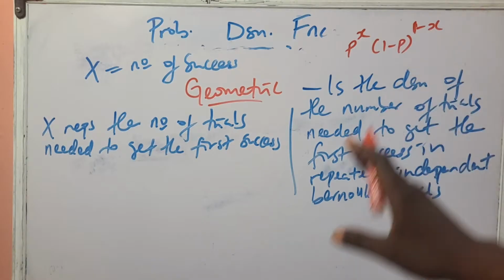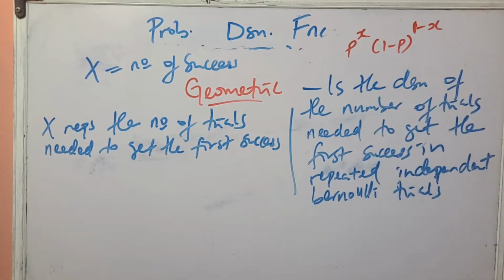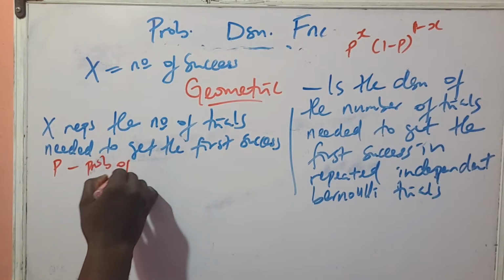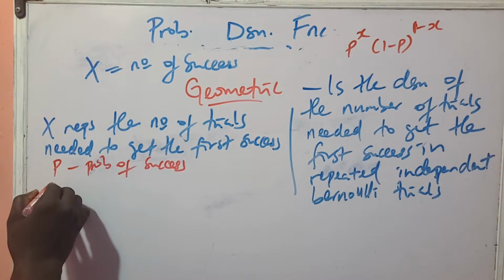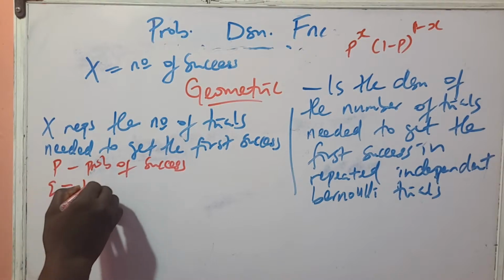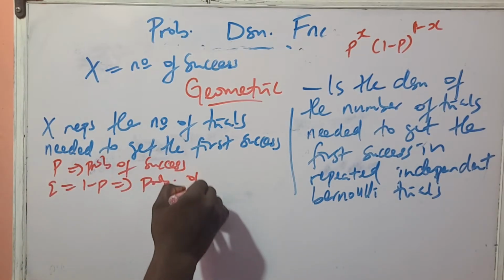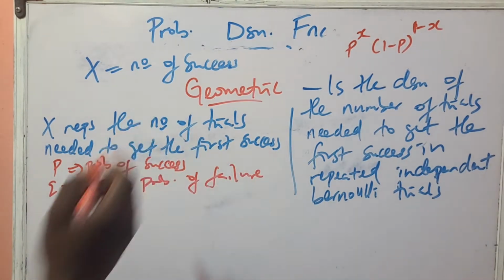Now, look at what we are having here. In this case, we told you that X represents the number of trials needed to get the first success. Of course, P will be representing the probability of success as before. And Q, which is equal to 1 minus P, is obviously going to be the probability of failure. You need to remember this, very important.